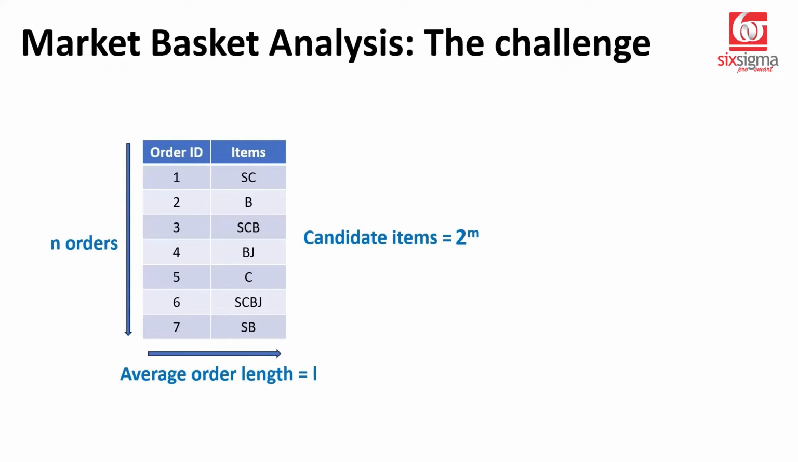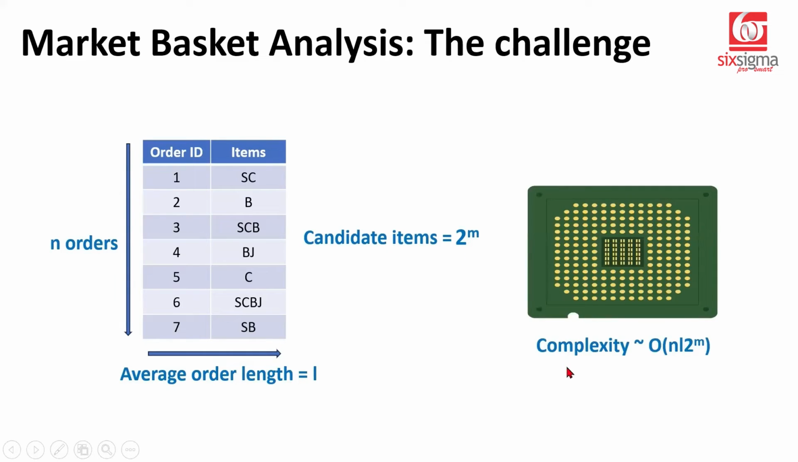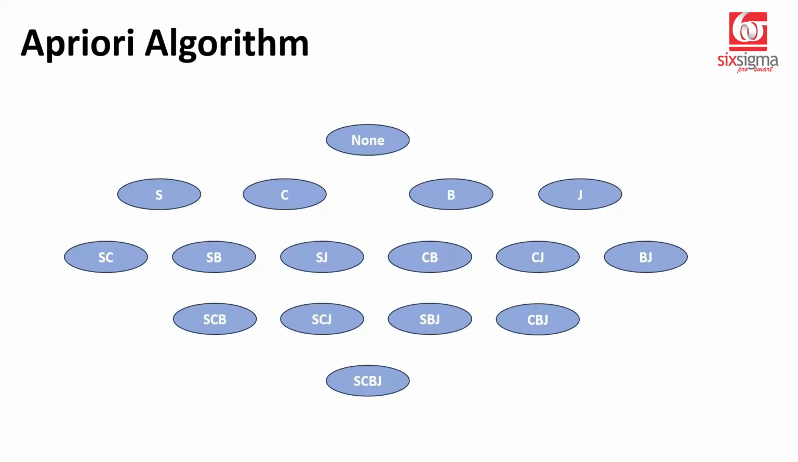So we don't want to be optimizing n, we don't want to be optimizing L, we want to be doing something about this 2 raised to the power m. Why? Because this is what makes the computations pretty complex. If you know about the complexity of algorithms, the order of this complexity is going to be n multiplied by L multiplied by 2 raised to the power m. Now, to optimize for this 2 raised to the power m, we take help of the Apriori algorithm.